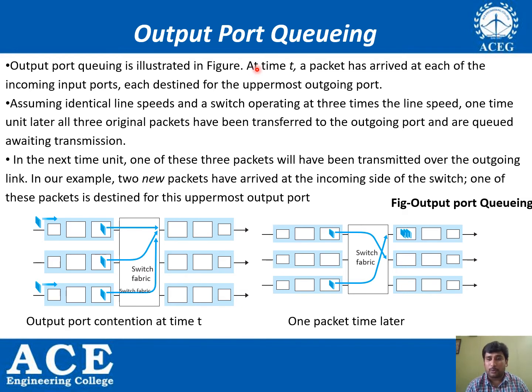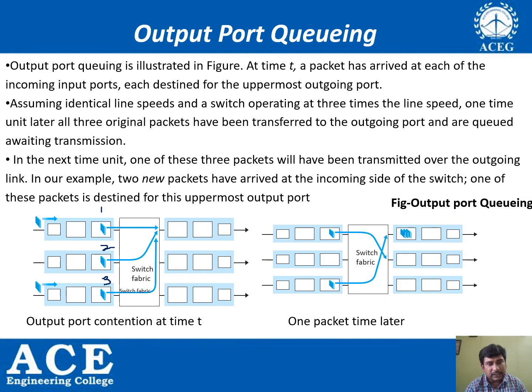Why I am making this particular assumption is that at a time t, a packet has arrived at each of the incoming input ports. So we have three incoming input ports, 1, 2 and 3, and all these input ports have datagrams or packets to be transmitted. Now what is the speed of them? We assume this is R line, and each of them is transmitting one datagram at a time, so its speed is 1 packet.